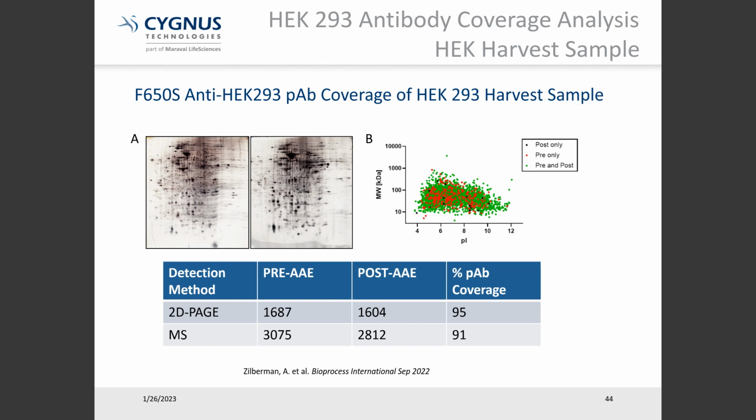I do like to take this opportunity to just reiterate that when we do coverage analysis, the point of the exercise is to demonstrate the antibodies are broadly reactive to the host cell proteins in your sample. So it's important to not get too caught up in the actual number and just really remember the point of the exercise. So here we're over 90% regardless of the method. So we can feel comfortable that these antibodies will probably be a good fit for an ELISA to monitor our process.